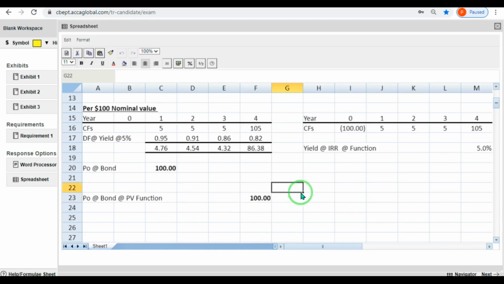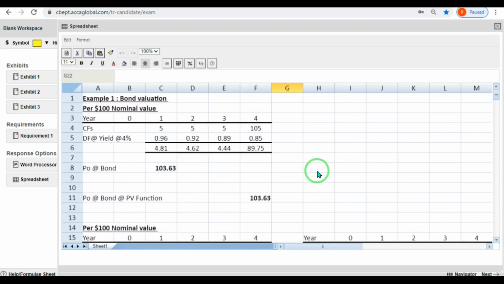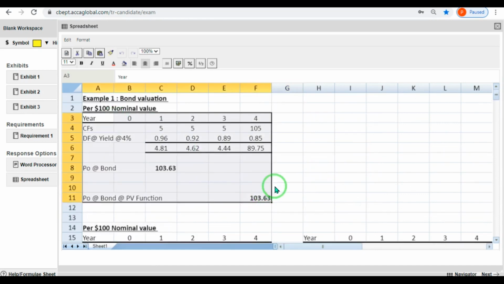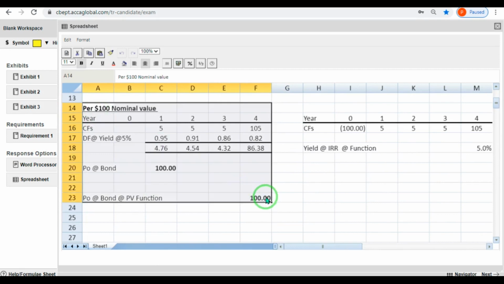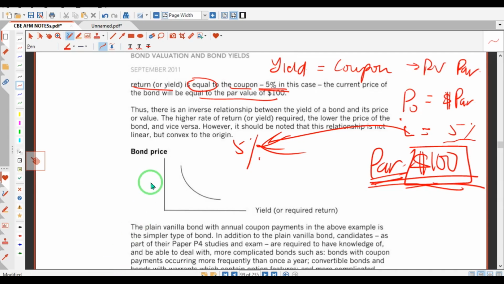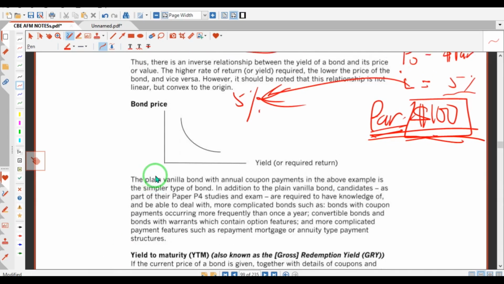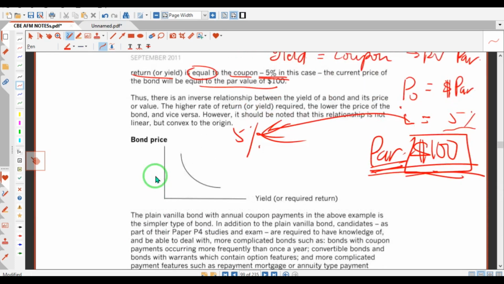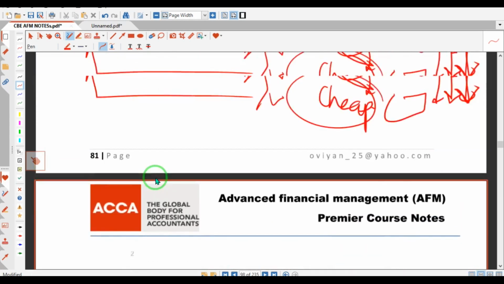I hope you learned something from this. All right, so this is the valuation of when the thing changes. Okay, so coming back here, this is actually example number 1 of this article.